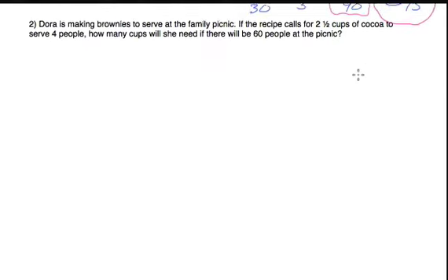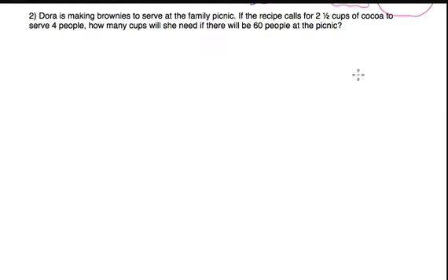Number 2. Dora is making brownies to serve at the family picnic. If the recipe calls for 2.5 cups of cocoa to serve 4 people, how many cups will she need if there will be 60 people at the picnic? Okay, it's very simple. All right, set up your big picture.